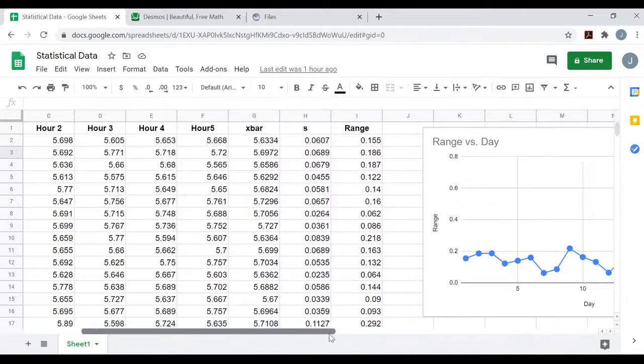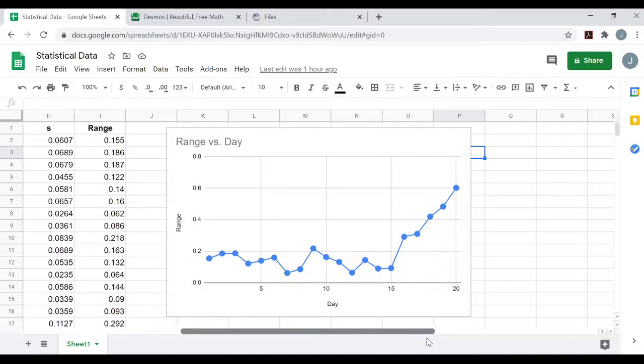But over here I have an R chart. There's an R chart. See where days 1 through 20 are labeled on the horizontal axis, the ranges on the vertical axis, and a little dot for every single one of those 20 sample ranges, the range of each sample for each day.